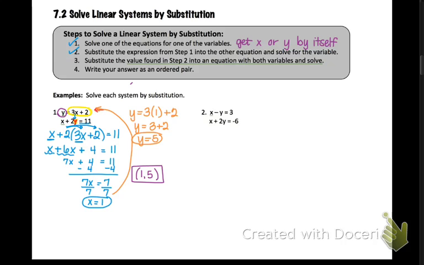Okay? Let's look at example 2. Sometimes it's not going to be set up so that one variable is by itself, in which case you're going to have to go ahead and solve.